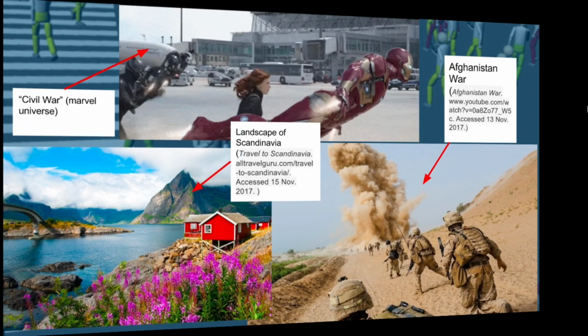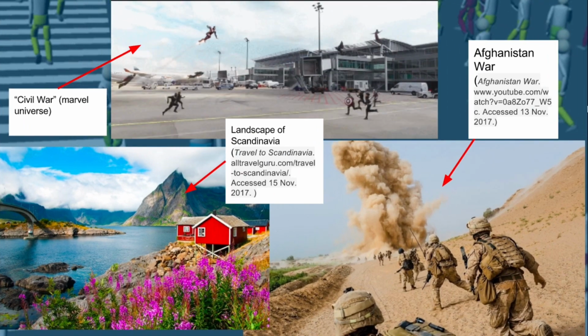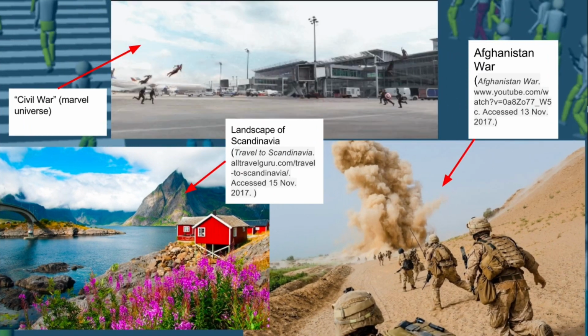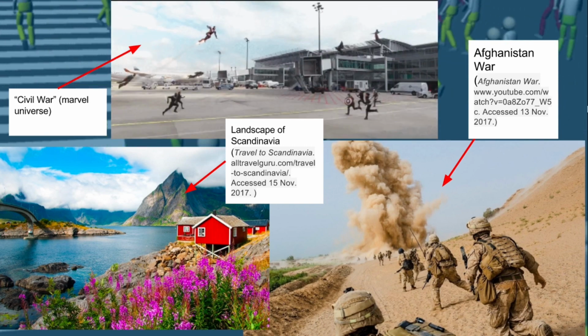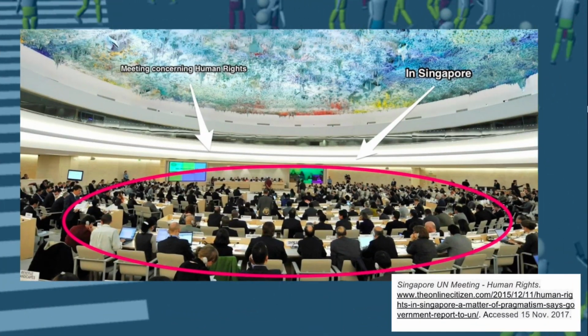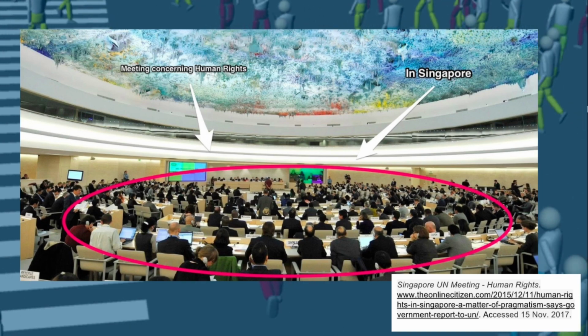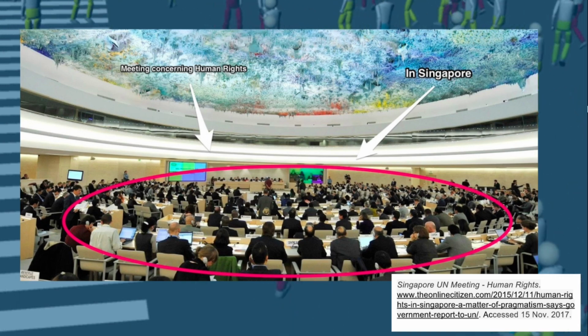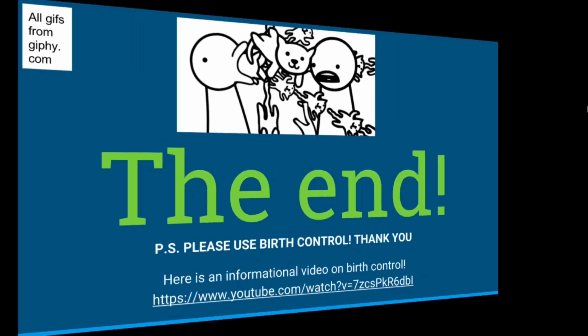As you can see, Scandinavia looks very quiet and quite isolated from the rest of Europe. Afghanistan is also known for an unstable government leading to, you guessed it, civil wars. This is just a simple photo to show that Singapore's government takes law very seriously, and this is a meeting with the UN concerning human rights.